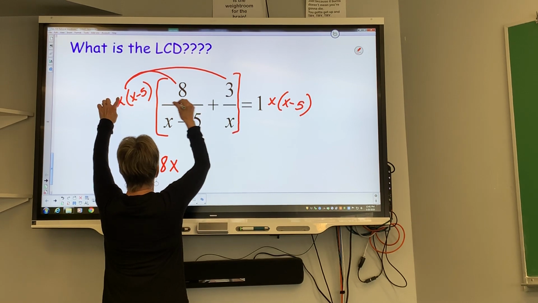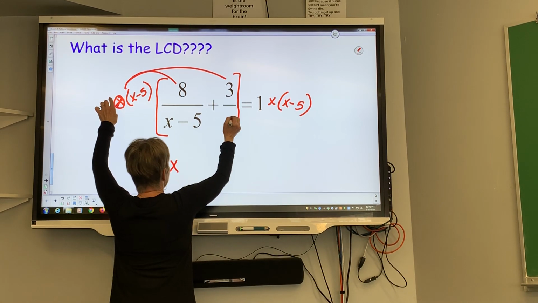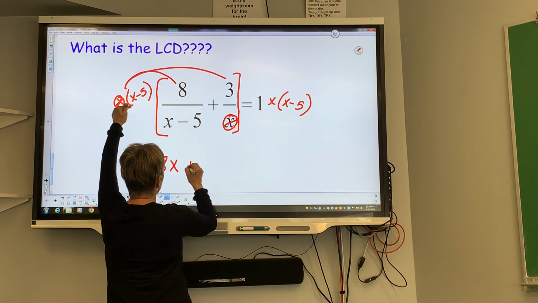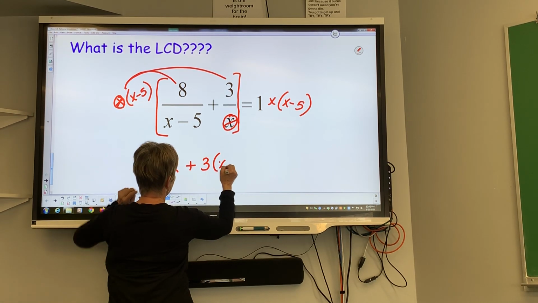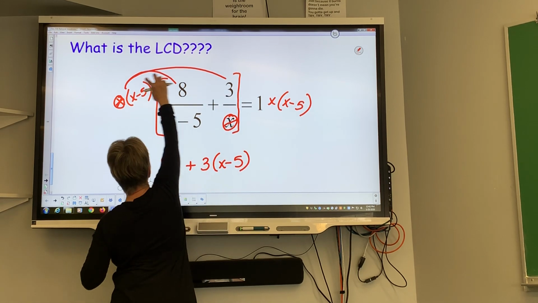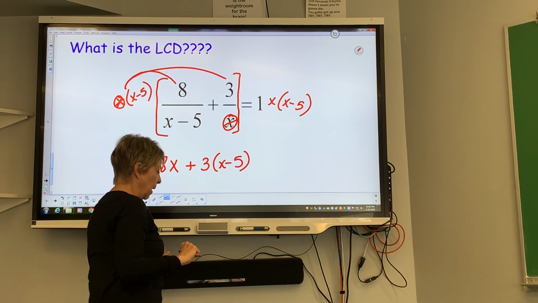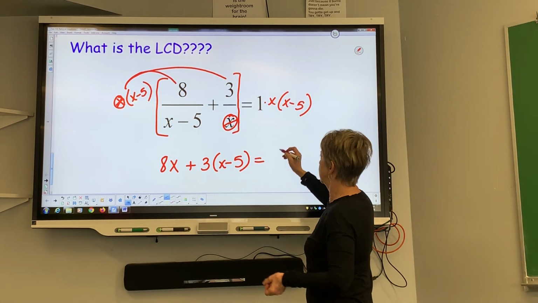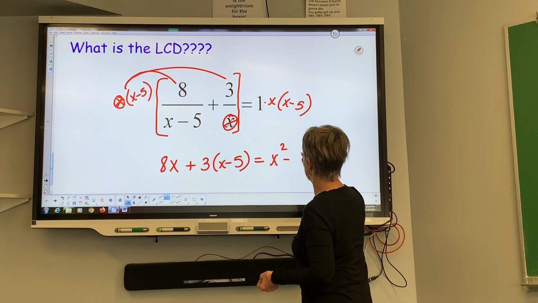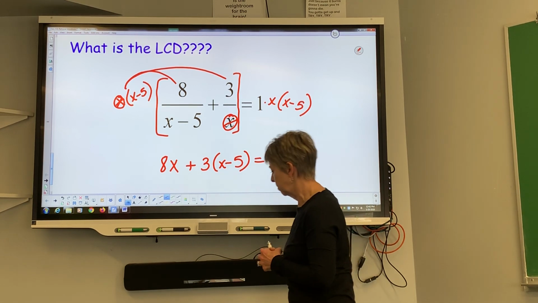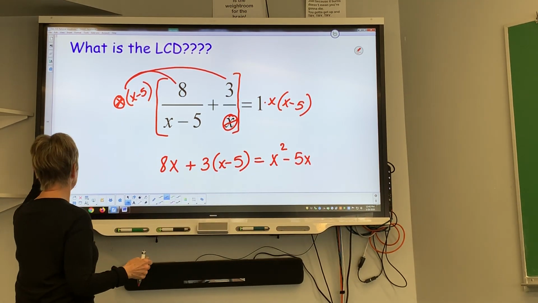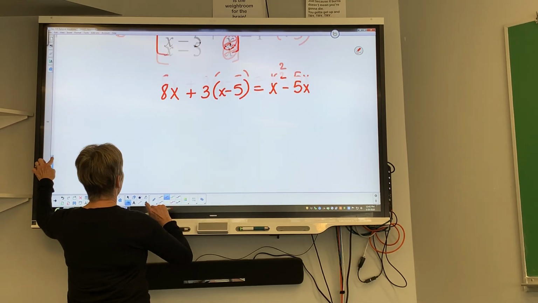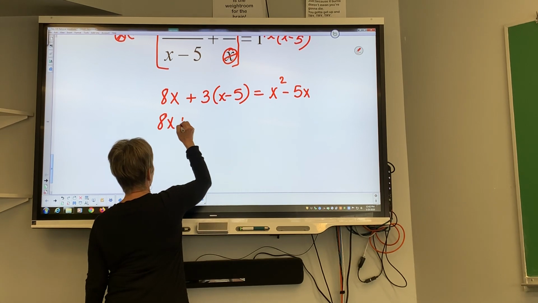Now in this case, this x and this x are going to become 1. So I'm still going to be left with 3 times x minus 5. This 3 times the x minus 5. And then over here on the right, I'm just going to have 1 times x minus 5, which is x squared minus 5x. So this looks like something I can do. We can handle this. So now I'm going to just simplify everything out here.